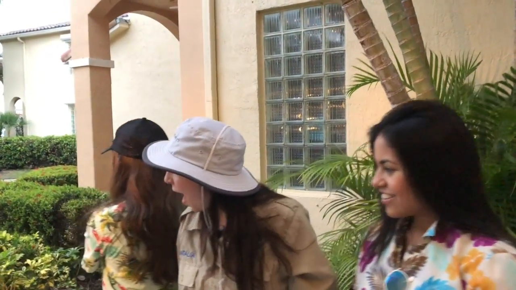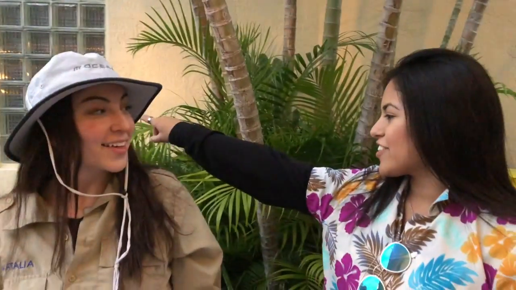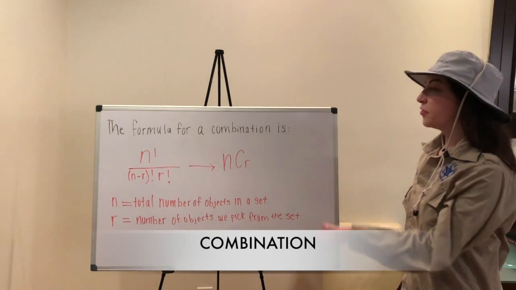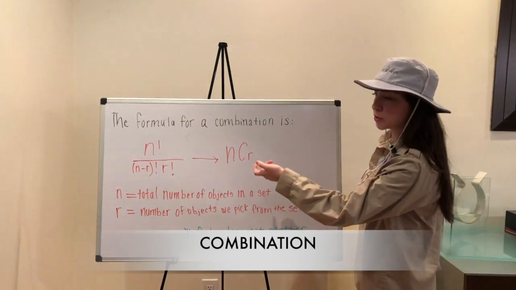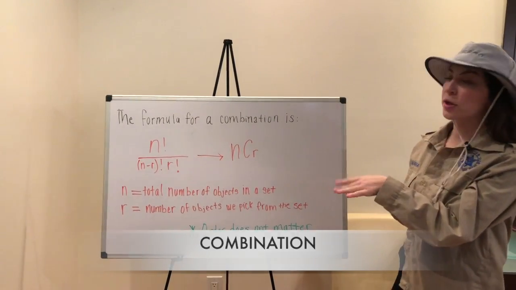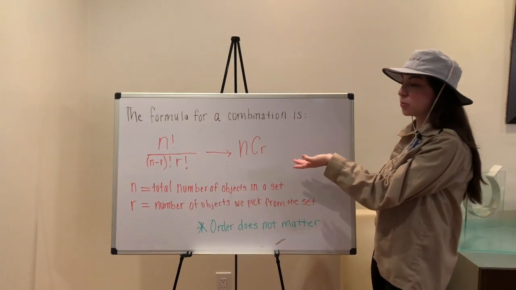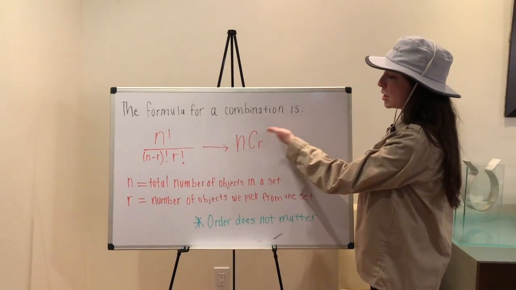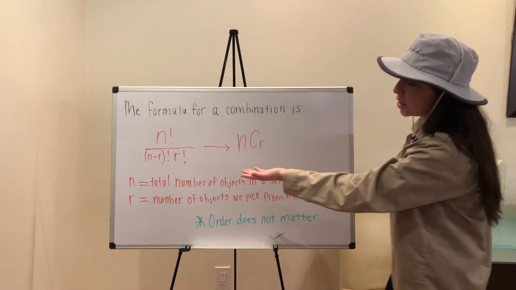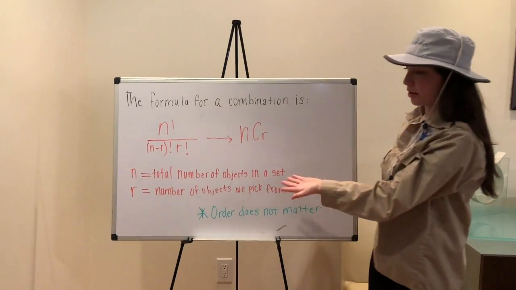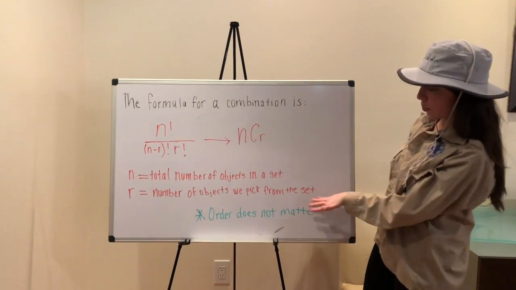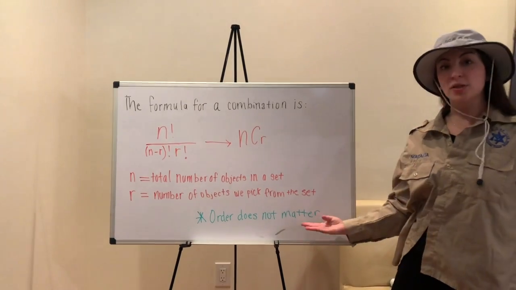Now let's look for other counting methods. Come along and join us. Look over here. It's a rare combination species. Yes, you are correct. The formula for a combination is n factorial over n minus r factorial times r factorial, which can also be represented by nCr. n equals the total number of objects in a set, and r equals the number of objects we pick from the set. Here, the order does not matter.